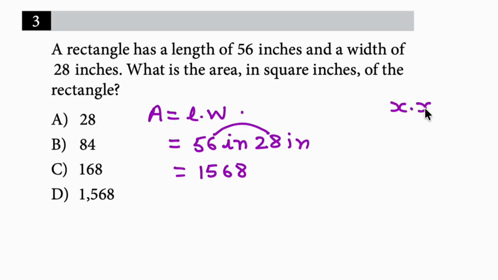Just like when you multiply x times x, it becomes x square with the rule of exponents, right? Similarly, when you multiply inch with inch, that will become inch square. So that is why in case of areas, we always use square inches, right? So in this question, D is the right option.